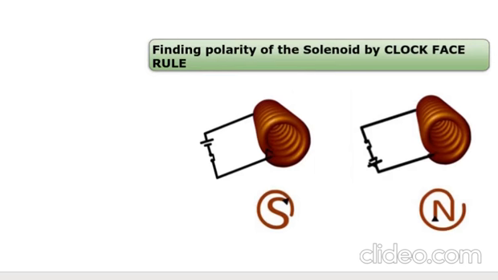What will be the polarity? When I talk about the polarity of the solenoid, it is determined by the clock face rule. What is the clock face rule? If the current goes like this, it is south. If it goes like this, it is north. So here you can identify the polarity by the clock face rule.